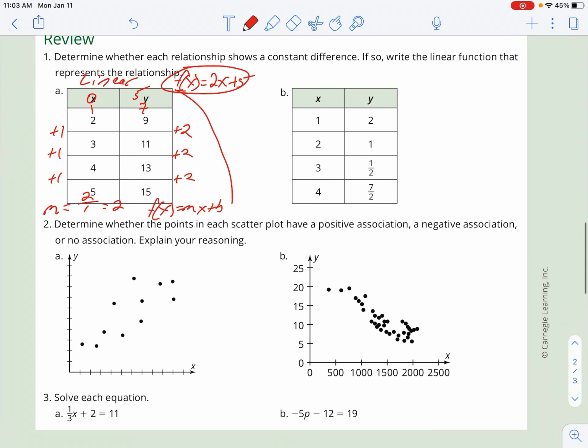And then 2a: are they positive and negative, or no association? My eyes appear to be going up, and they appear to then have a positive association. That will do it.